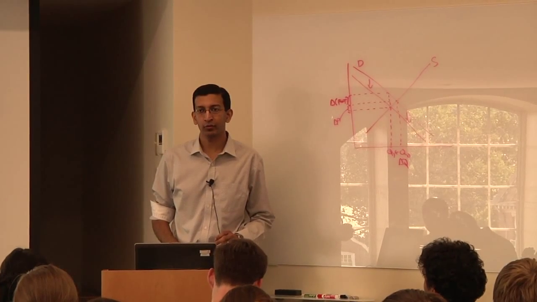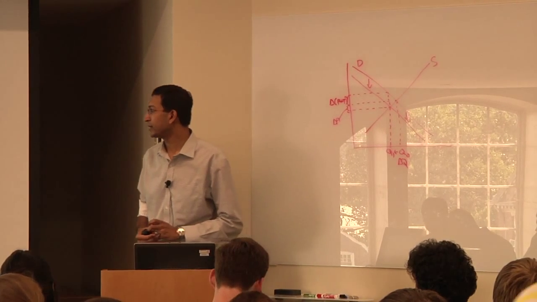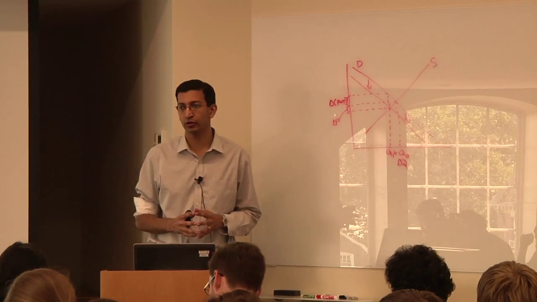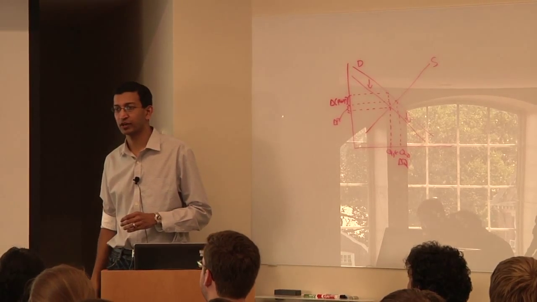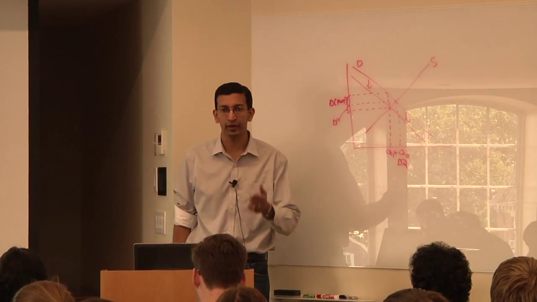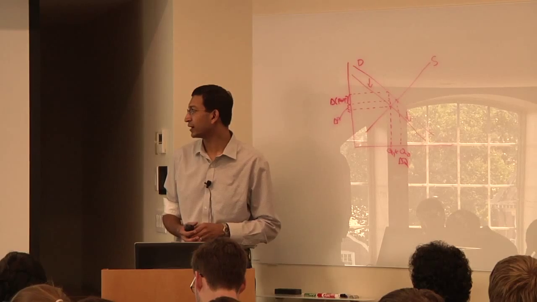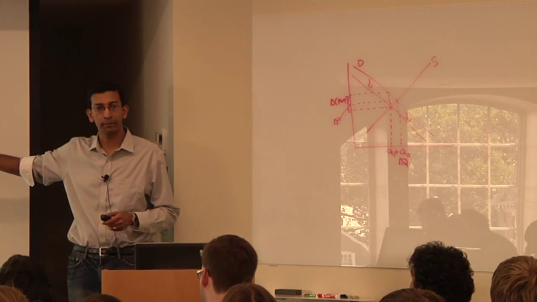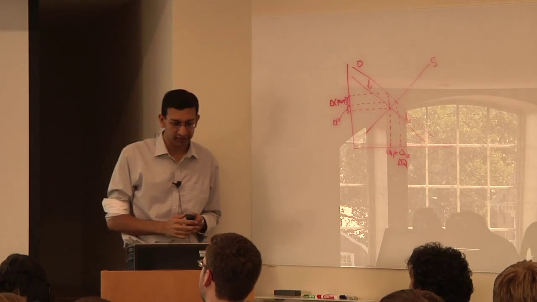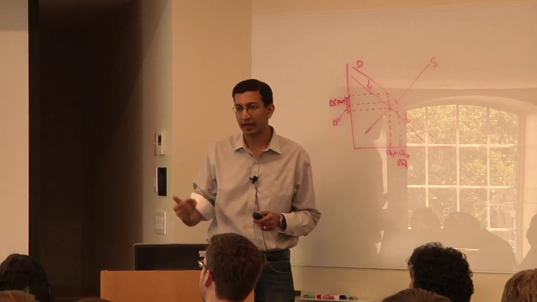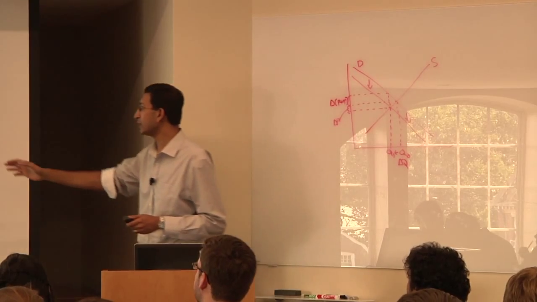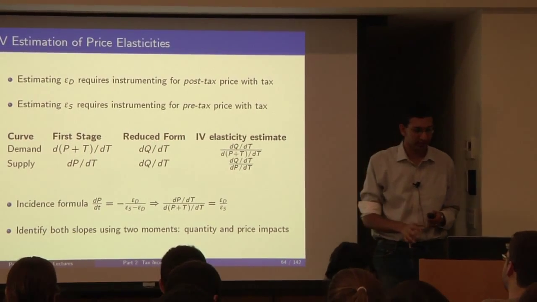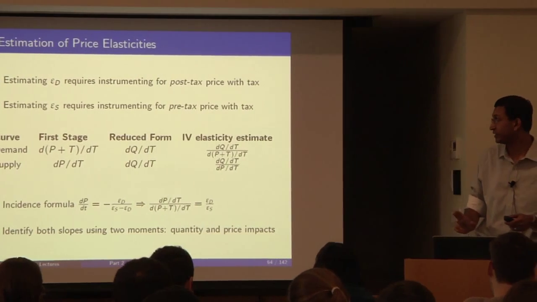So today we're going to talk about general equilibrium incidence, but I want to start by just clarifying something from the last lecture on IV estimation of price elasticities, which somebody asked a question about. How do we know it's a demand or a supply elasticity? And so what I had said is if you're instrumenting for the post-tax price, you end up estimating the demand elasticity. And if you're instrumenting for the pre-tax price, you end up estimating the supply elasticity. So I just want to clarify why that is.